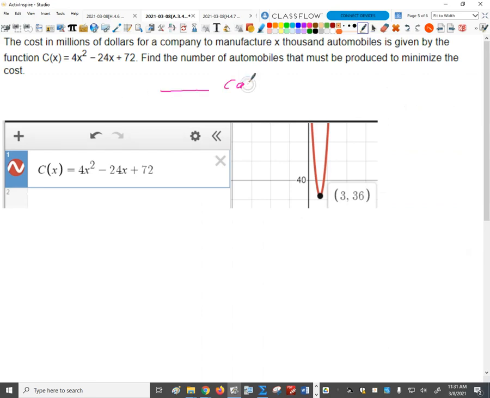Blank cars minimizes costs for my company. Type your answer in chat. How many? How many cars? You're the CEO of this car company. You've got to make a decision here. How many cars should you target to build if you want to minimize costs, which is important? There's a graph of our cost function.